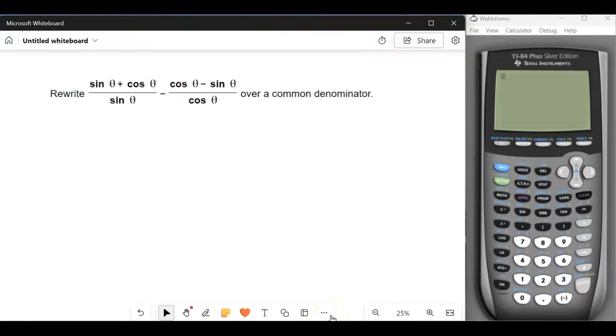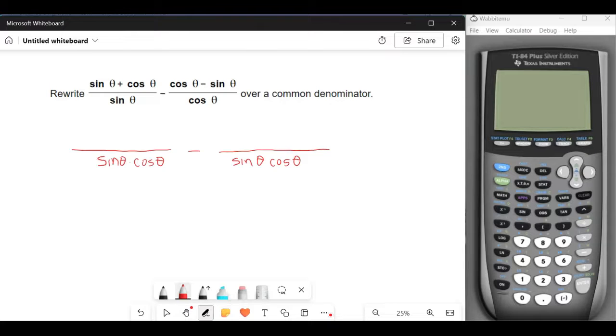So they want us to rewrite (sine plus cosine)/(sine minus cosine) minus sine/cosine over a common denominator. Because these are two completely different denominators, that common denominator is going to be the product, sine times the cosine.